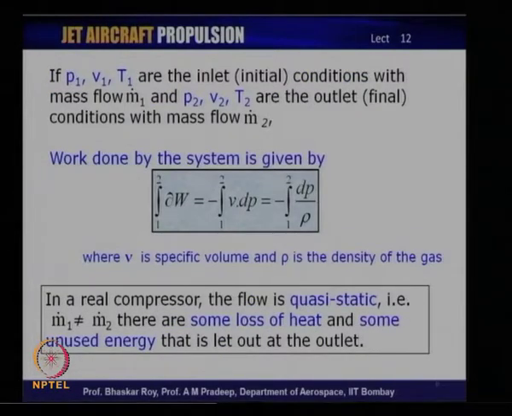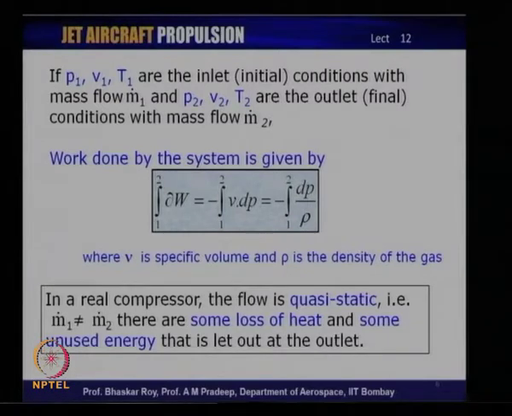If we say that P1, V1 and T1 are the inlet or initial conditions with which the mass flow of m dot 1 is coming in, and P2, V2 and T2 are the exit or final conditions with a mass flow of m dot 2, the work done by the system is given by the integral from 1 to 2 of dou w, that is the work done, which would be equal to minus the integral from 1 to 2 of V dp, which we can also write as minus the integral from 1 to 2 of dp by rho.